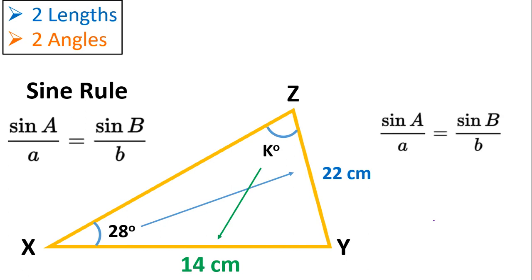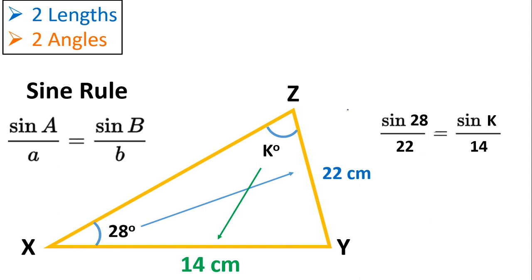Now, if I put that up there, sine A over a equals sine B over b. My sine A, if I'm taking as 28, then the length right opposite to that, that's 22 centimeter, comes down there as my small a, and then the capital B comes as the capital K, because that's the angle that's unknown to me. And the one on the bottom, that's the small b, is replaced with 14 because the length right opposite to the capital K is 14 centimeter.